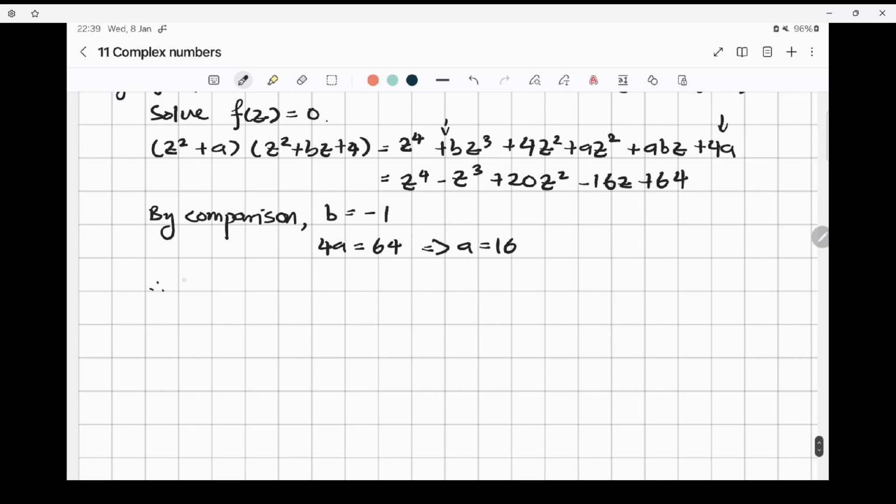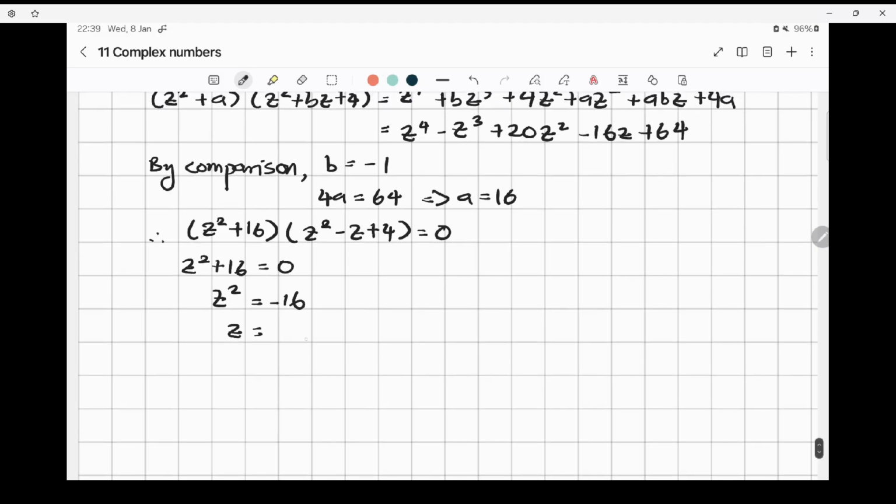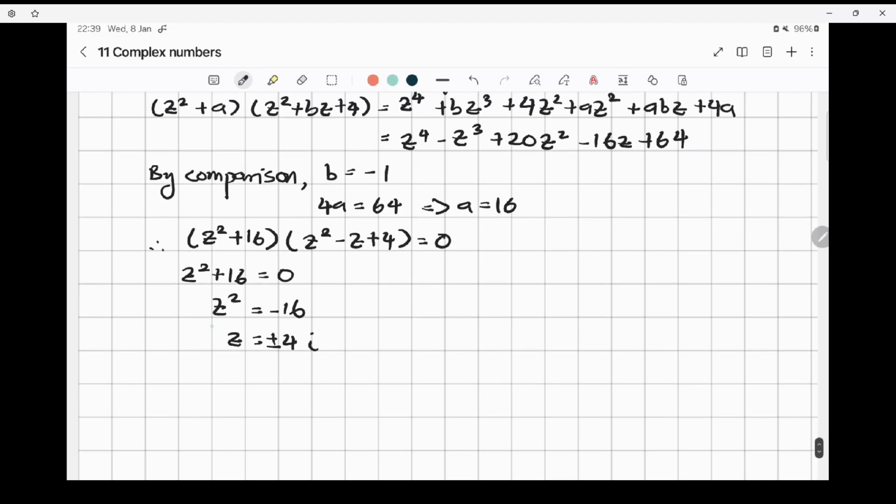So now you want to solve for f(z) equals 0. So (z squared plus 16) multiplied by (z squared minus z plus 4) equals 0. Let's look at the first part. z squared plus 16 equals 0. So z squared will be minus 16. Square root it, you get plus or minus 4i. Please remember the plus or minus because of the square root.